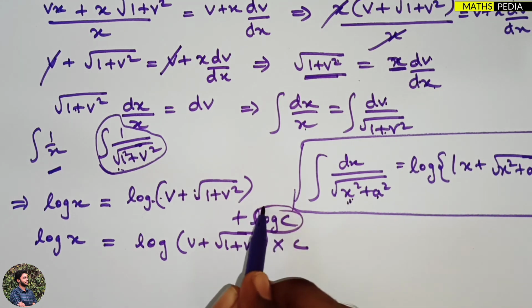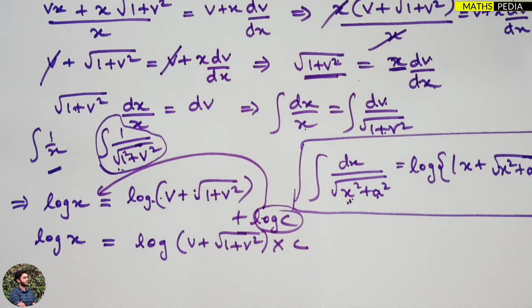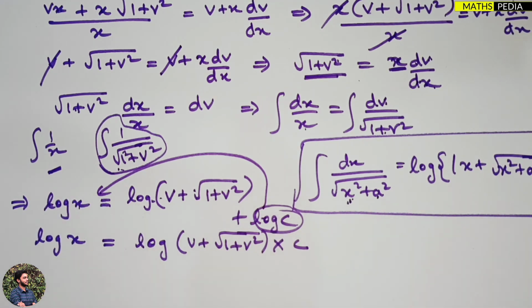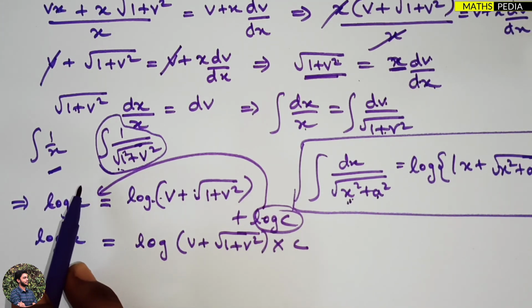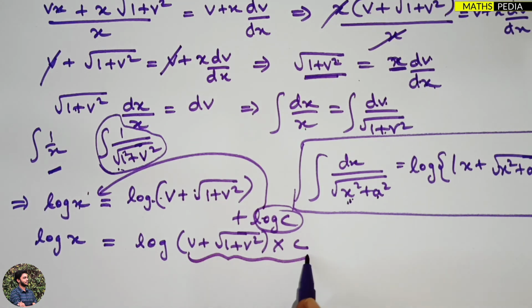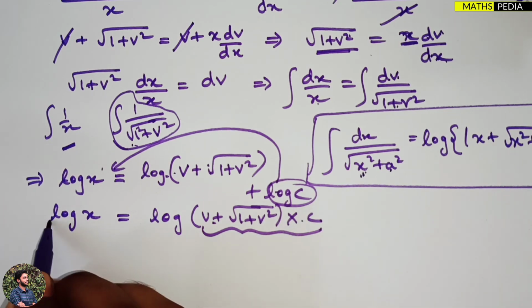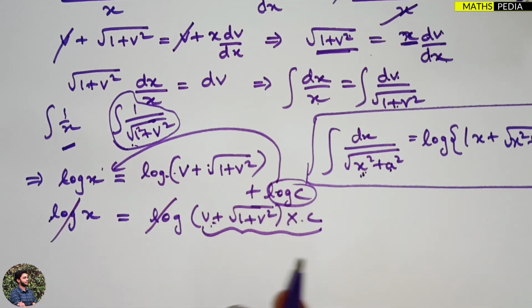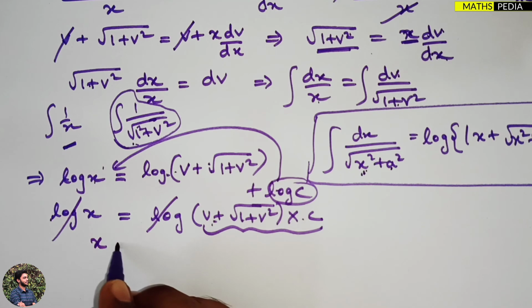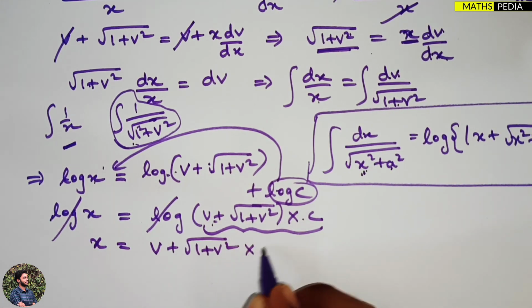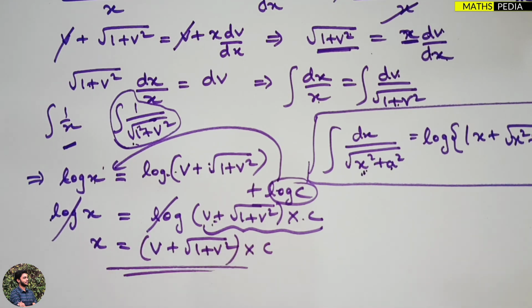Otherwise I would have introduced this arbitrary constant over here, it would have been easy. Log x plus log c, I have introduced this arbitrary constant over here, that was better. Now since I have introduced it here, we can just proceed. So these two get multiplied. Now log is there on both sides, so these get cancelled. So what is the remaining thing? You get x equal to v plus under root of 1 plus v square, the whole thing into c. So this is the final thing. Otherwise you can bring c to this side, it's the same thing.